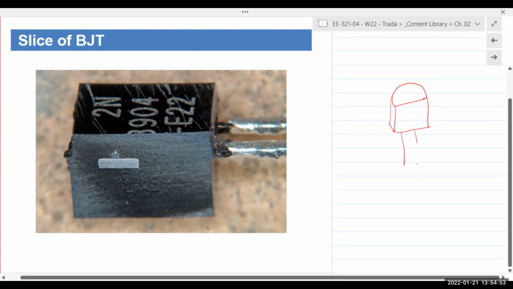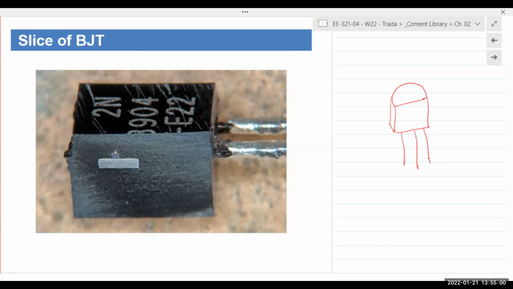And you'll have 3 leads coming out. And so it'll say 2N something, 2N2222. And this is a slice of that device. Okay.